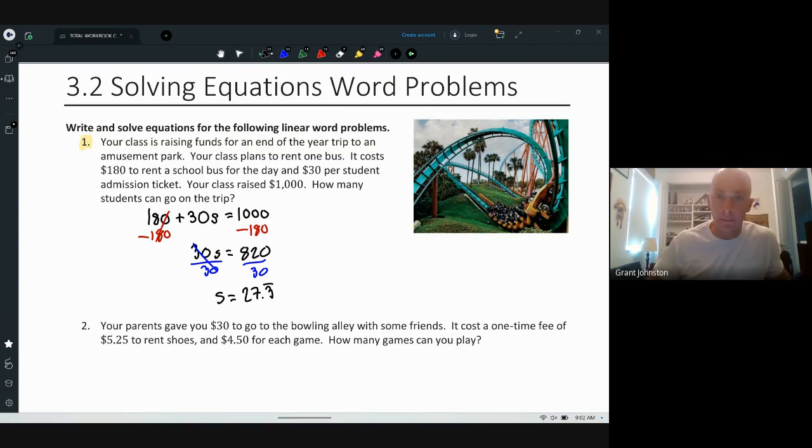I got 27.3 repeating. But obviously, this is a word problem, and we have to interpret our solutions. I can't say that 27.3 students can go. That doesn't make any sense. And I'm going to have to round down. Regardless if it was 27.9, I would still have to round down because they could not afford 28. That would be too much money. So I'm going to say 27 students. That's going to be my answer.